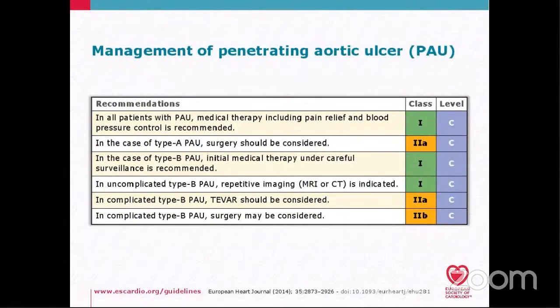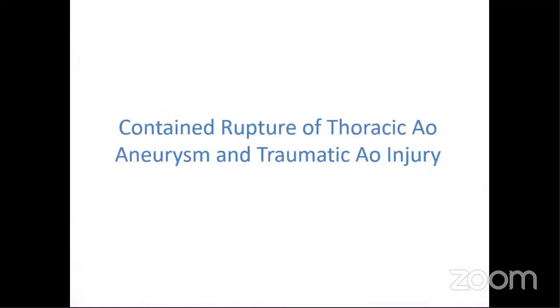Regarding the penetrating atherosclerotic ulcer, as you see here, it's the same recommendation: control chest pain, control blood pressure, control heart rate medically. Type A, surgery. Type B, complicated or uncomplicated. Complicated, you will perform a TEVAR. Surgery is the alternative. Uncomplicated, medical therapy with repetitive imaging.